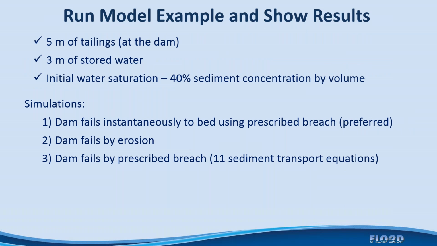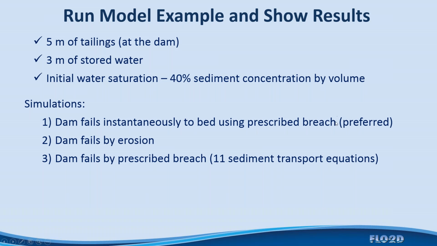What I've got in this particular example is 5 meters of tailings at the dam, 3 meters of stored water. I'm going to assign an initial water saturation of the tailings of about 40% concentration by volume. So there's still some air in the pore space of this, it's not completely saturated, but it's close. And when you run the different simulations here, I'm only going to run one. In this case, it's going to fail instantaneously to the bed using prescribed breach.